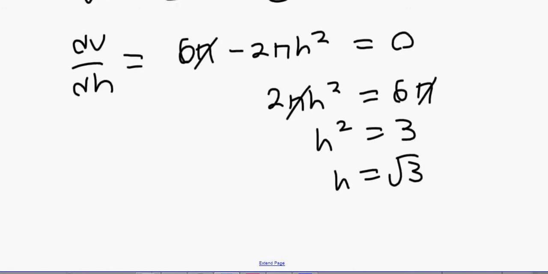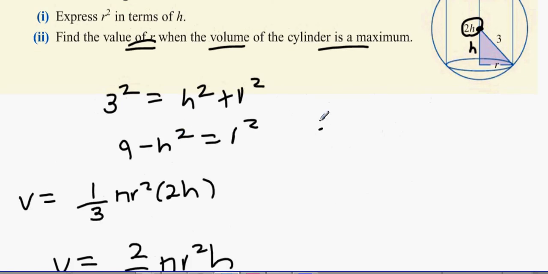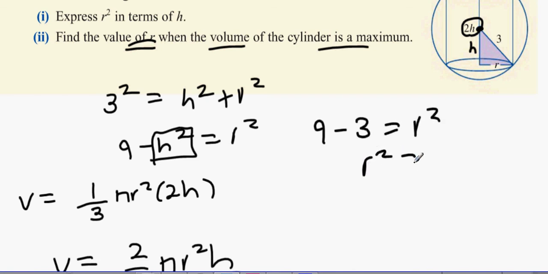Now we found out what the height is. We know h squared equals 3. Then we can find out the maximum r. So 9 minus h squared, h squared is 3, equals r squared. r squared equals 6, therefore r equals square root of 6.